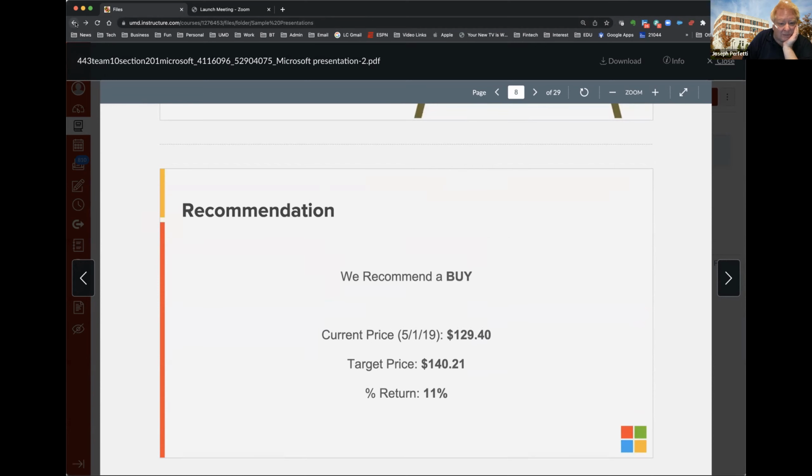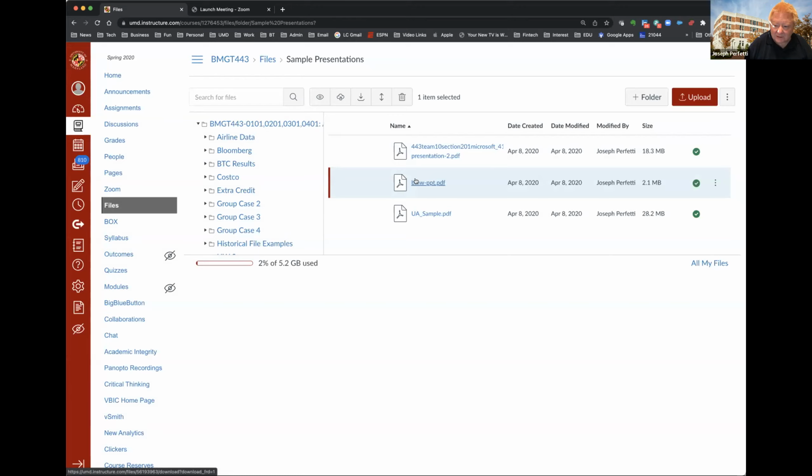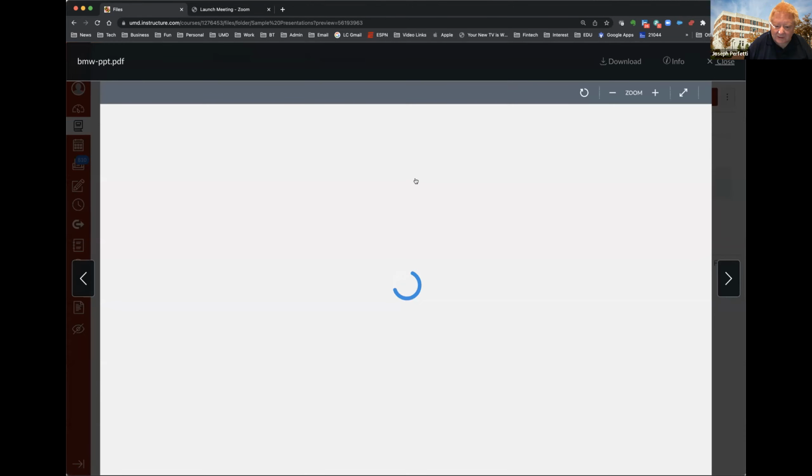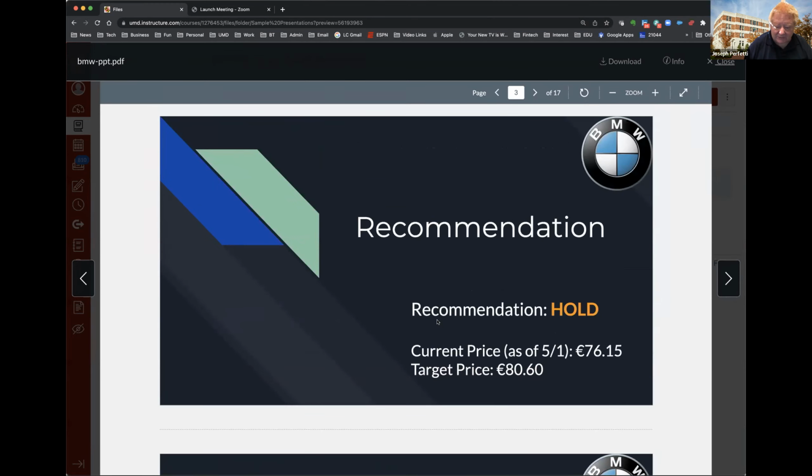So that was one. There's another one in BMW. So again, I'll put these sample presentations in your file section. It's gonna load. So you can use these to help you think about the structure and the references for what you need to do. And again, their whole share price.